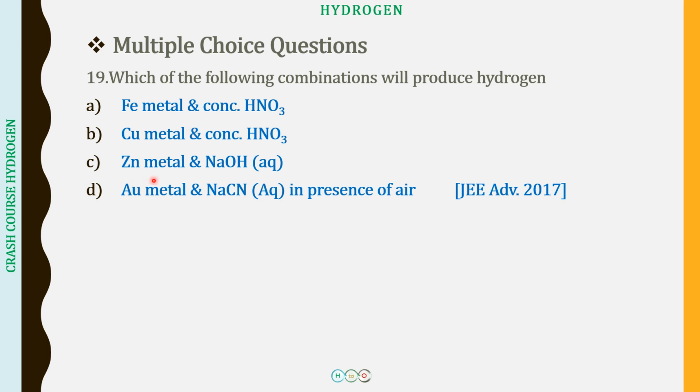The next is zinc metal and NaOH. So this is an amphoteric element combining with NaOH. The reaction is going to evolve hydrogen. Sodium zincate will be produced. Okay, so this choice is going to be the correct choice.